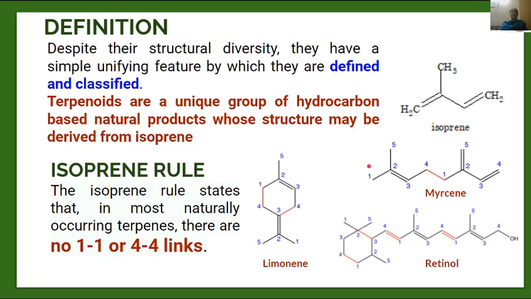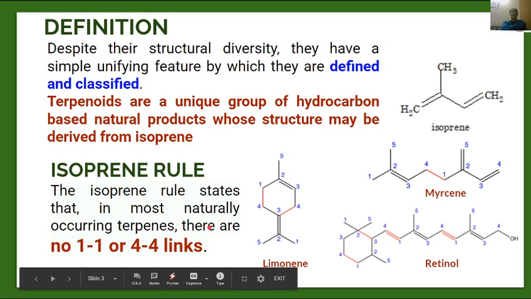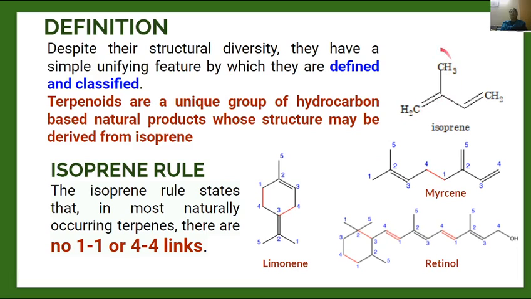Another very important thing is the isoprene rule. What does this rule state? The isoprene rule states that in most naturally occurring terpenes, there are no 1,1 or 4,4 linkages. Rather, there is a linkage between 1 and 4, where one end is considered the head of the isoprene molecule and the other the tail. So head is always joined with the tail. So 1 is always joined with 4, not 1,1 or 4,4.